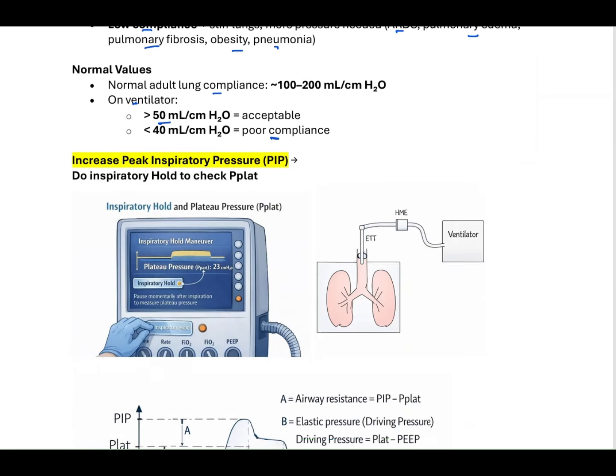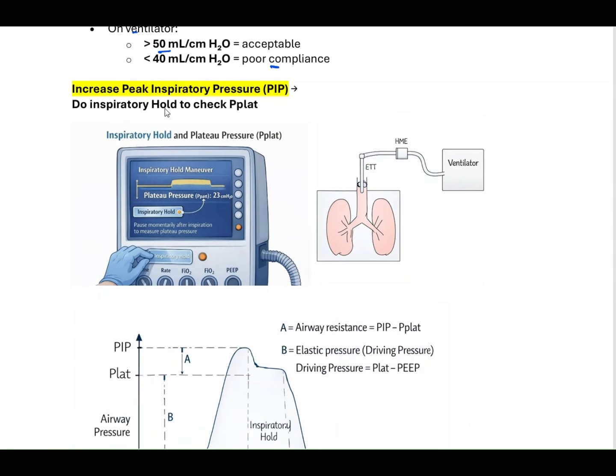So let's now see how we're going to troubleshoot. Let's say we are called and told there is an increase in peak airway pressure. The ventilator is alarming that there is an increase in peak inspiratory pressure. So how are we going to troubleshoot this? The first thing you want to do is your inspiratory hold, because by doing inspiratory hold, what's that going to give us? That's going to eliminate the resistance, and that will give us the plateau. On the ventilator, there's a button which is the inspiratory hold. So when you press that inspiratory hold, that will tell you the what?